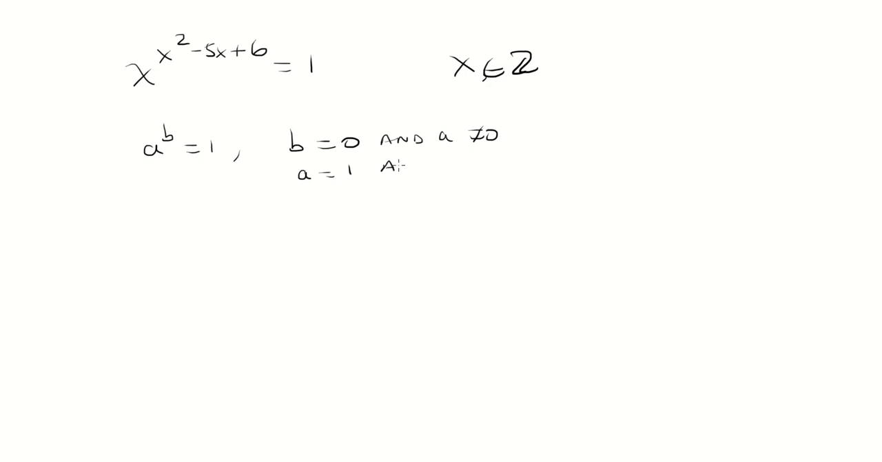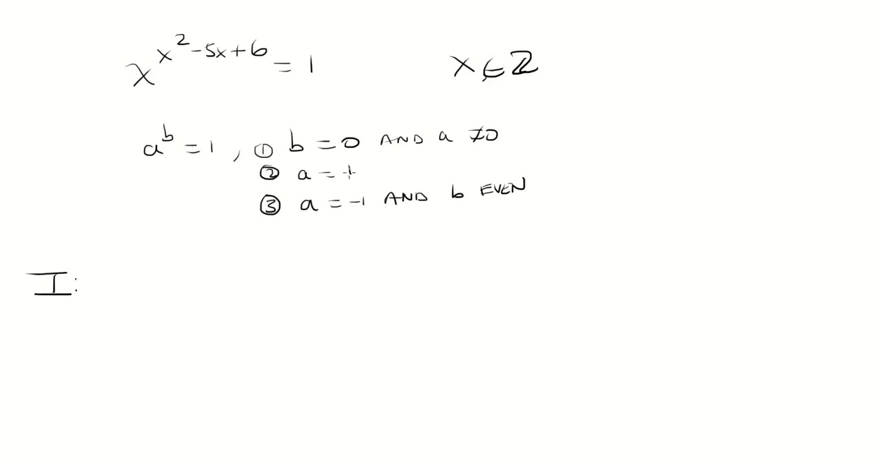and b is anything. So we'll just say a equals 1. And then the other case would be if a is negative 1 and b is even. So these are all the three cases we have to consider. So start with case 1.